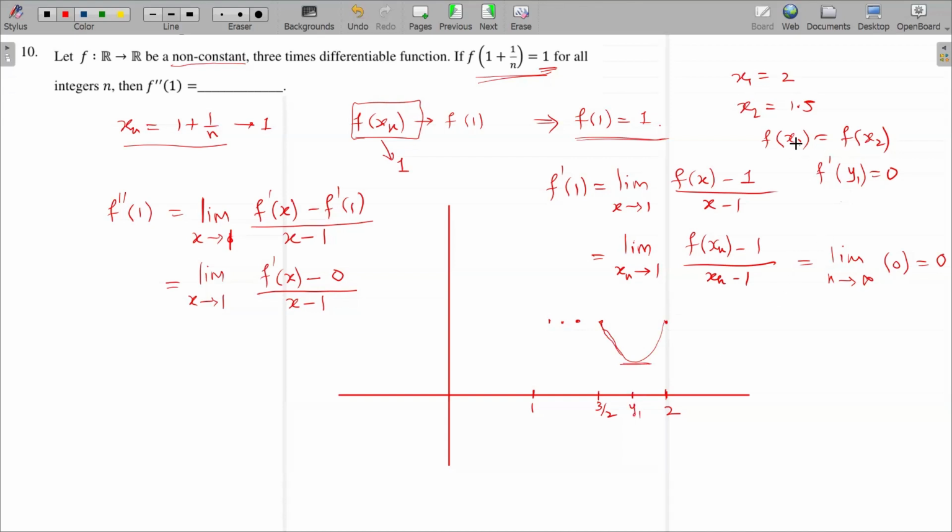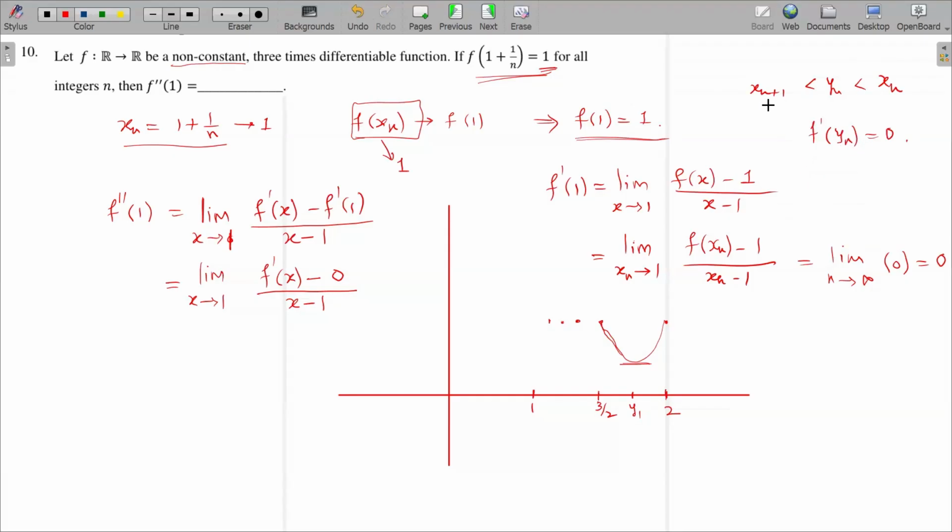But there is nothing great about x1 and x2. We can do this for xn and xn plus 1, in fact. So what I can write is, you take any xn, xn plus 1, which is going to be less than xn. Then over this interval, there is yn lying between xn plus 1 and xn such that f dash yn is 0. Agree? Yes, by Rolle's theorem.